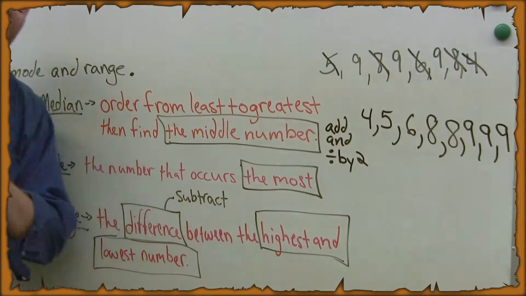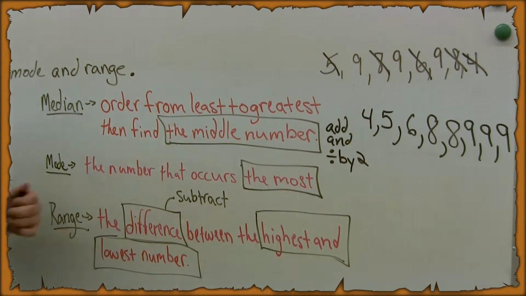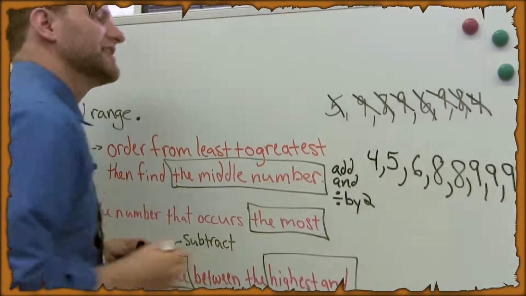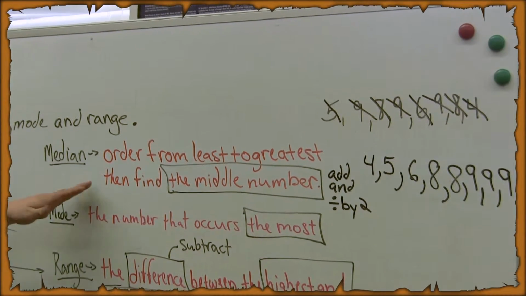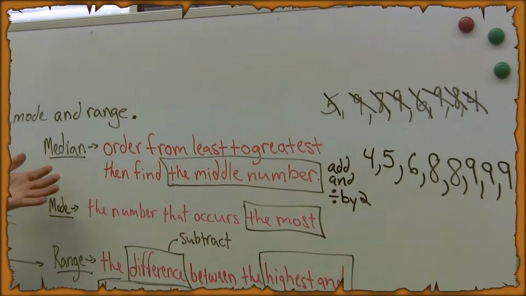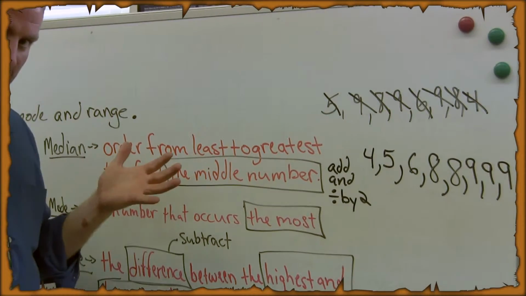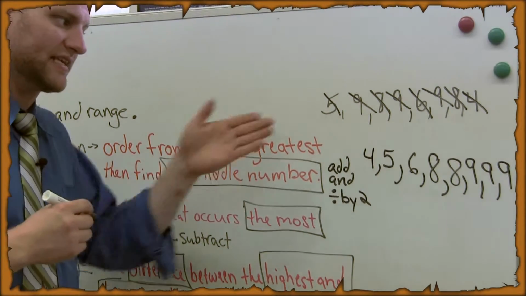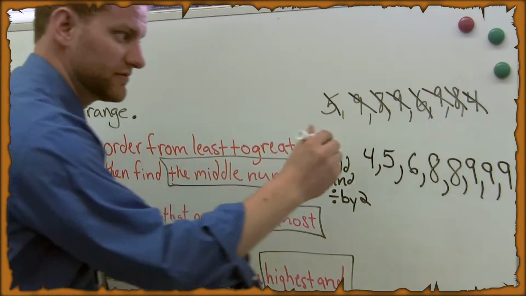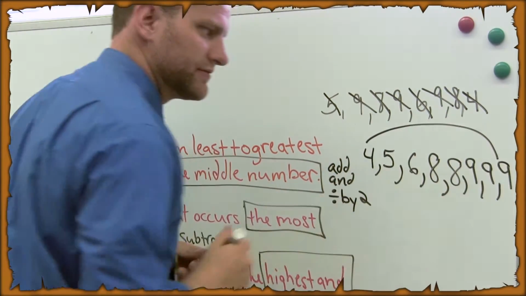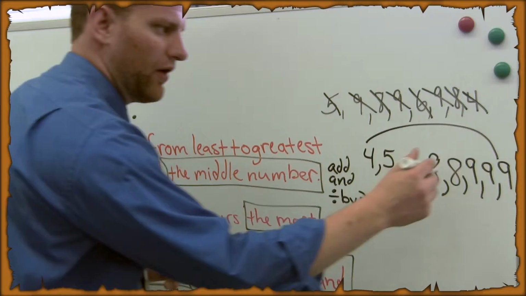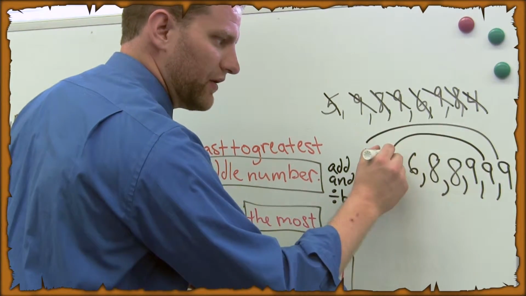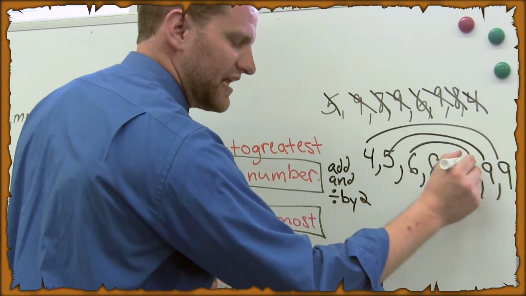So once you have them ordered from least to greatest, in order to calculate your median, you don't need a calculator, you just need rainbows. So whenever I do this, I use my rainbows. I connect the smallest number to the largest number. And then I keep going until I end up in the middle with nothing left to connect to.